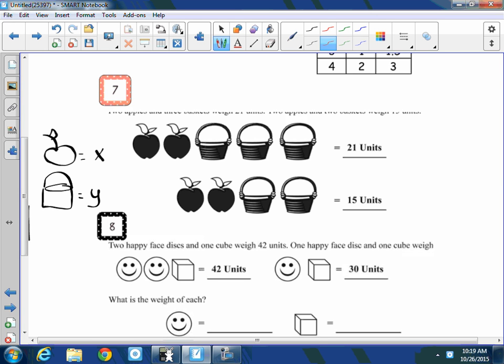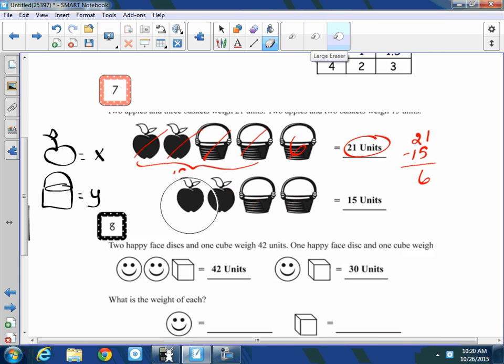Alright, so 2 apples and 1 bucket equal 15. So I know that up to here I have 15. I know that those 2 apples that I just crossed out and those 3 buckets equal 21. So to figure out the value of that 1 bucket, I'm going to say 21 minus 15. That equals 6. And now I've got that a bucket equals 6.